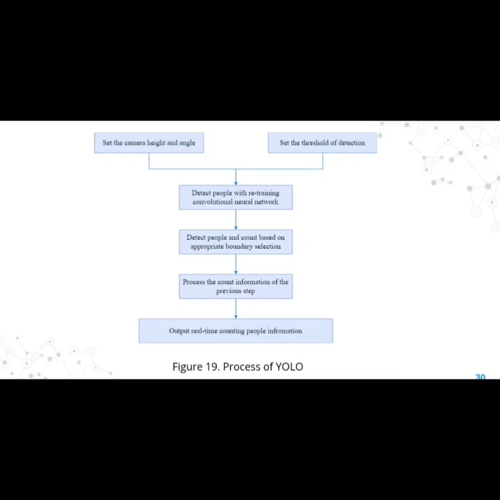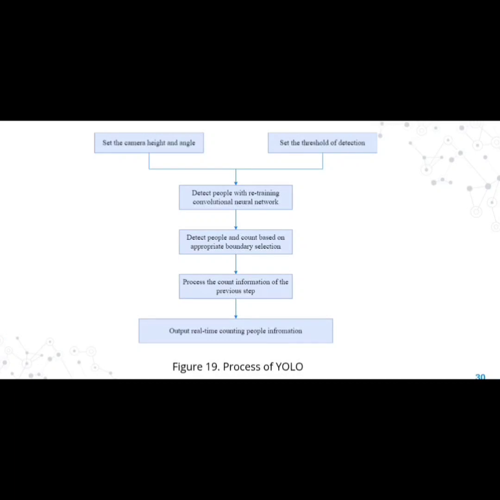The next step consists of detecting and counting people based on appropriate boundary selection. It chooses different boundaries according to the actual situation. The counting information of the previous step is now processed in the fourth step. In a selected boundary area, the box number accumulates and constantly updates. In the fifth step, we output real-time people counting information. It will directly show real-time people counting information in the video images.